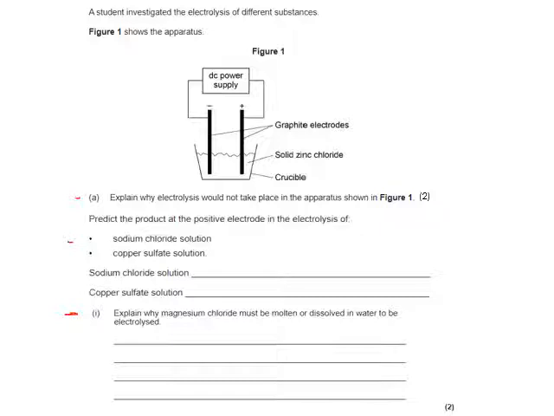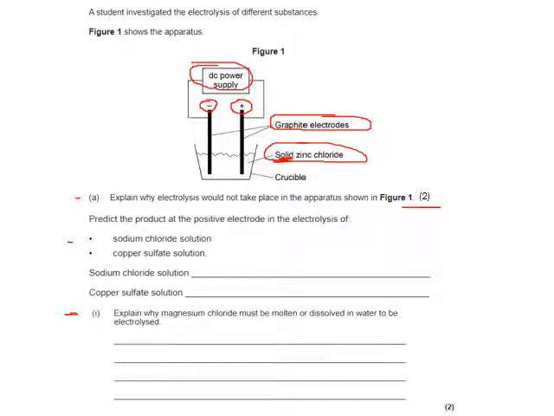Okay, so hopefully you've read through it, and hopefully we've got the majority of the answers here. Explain why electrolysis will not take place in the apparatus shown in figure 1. You need to look at all the figure and think, well, why is it not going to work? There's a power supply, good. We've got a positive and a negative, that's fine. We've got our electrodes. We've got the solid zinc chloride. There's the issue, solid. So explain why electrolysis will not take place: because the zinc chloride is solid, so the ions are not free to move. 2 marks.